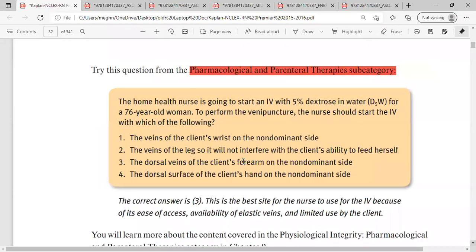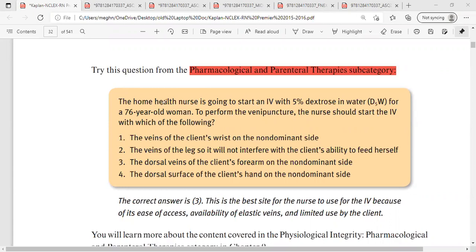So, one example of a pharmacological question. The home health nurse is going to start an IV with 5% dextrose in water for a 76-year-old woman. To perform a venipuncture, the nurse should start the IV in which of the following? So first of all, when we see any question like this, it is good to find out the keywords.